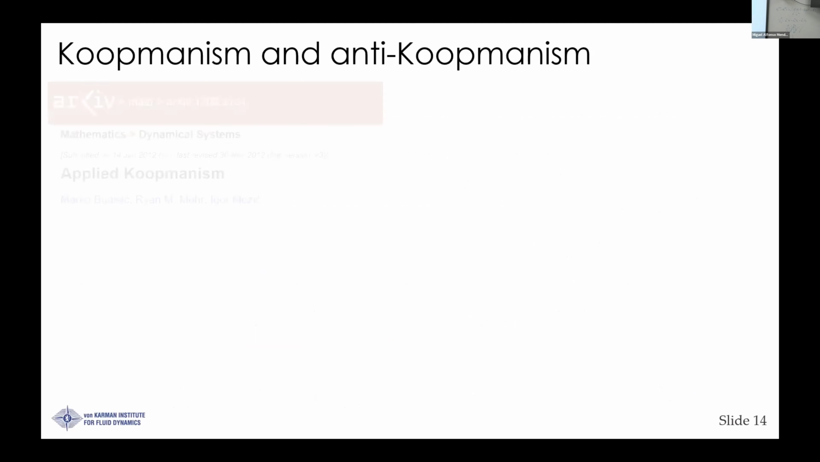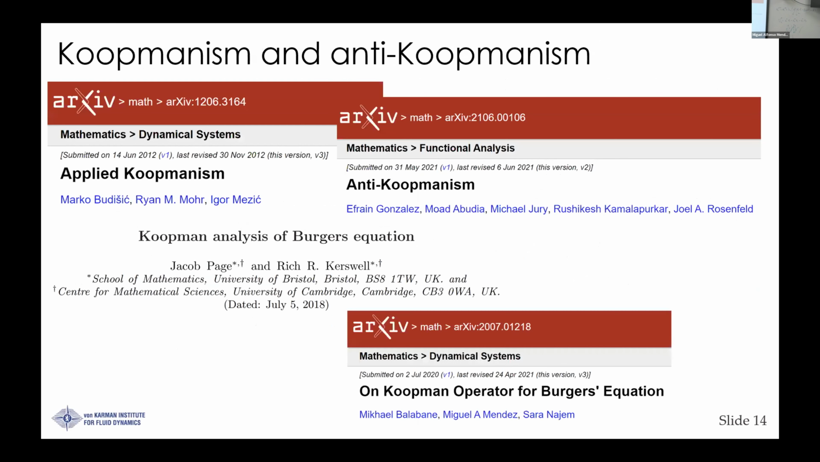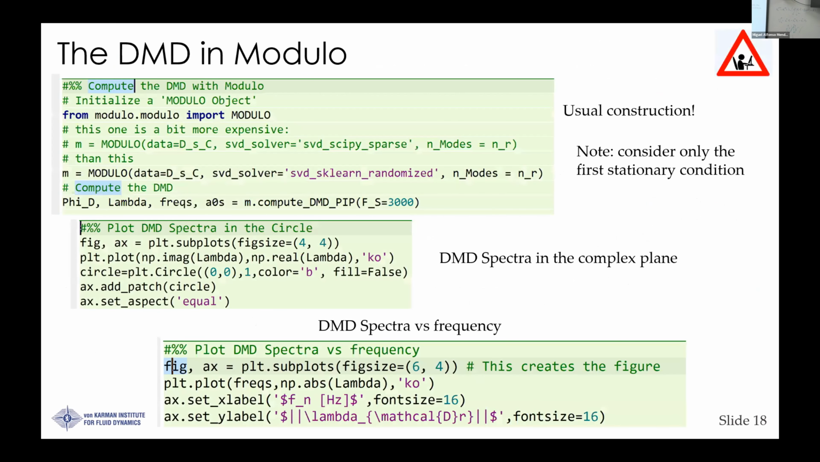This is the esoteric part that you can skip, and this is how you do it with Modulo. You call your Modulo object, you have your data, and then you have one line: compute DMD PIP. Why is it called PIP? Because in fact the first DMD algorithm came much before the DMD and came from climatology, and it was called PIP. It stands for, you had PIPs and POPs.